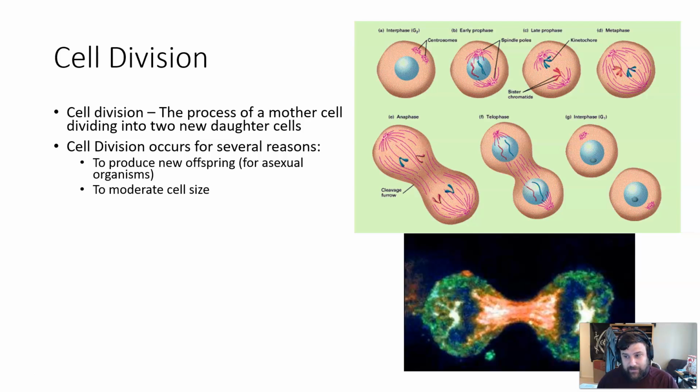As I talked about previously, cell division needs to occur to moderate cell size. We don't want the cells to get too big, otherwise they won't be able to perform the tasks that they need to perform. Next is to replace old or damaged cells. As cells get older, they are no longer able to perform efficiently.